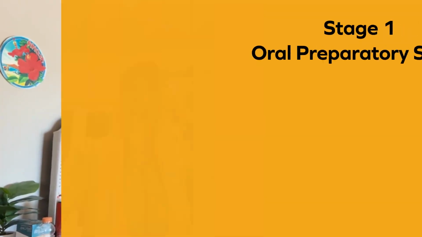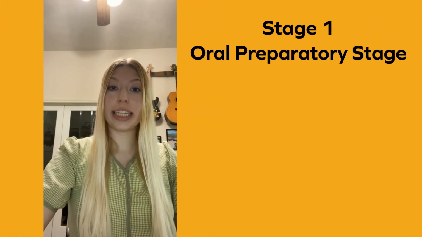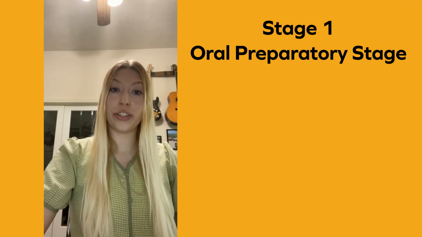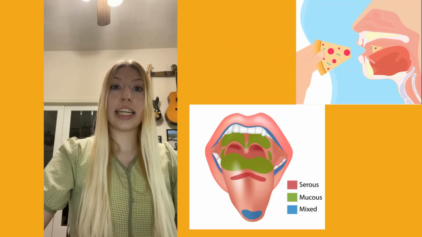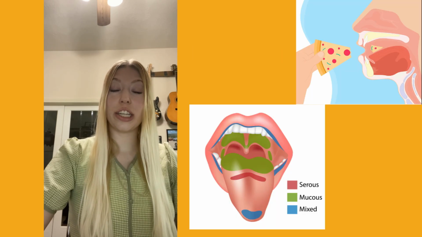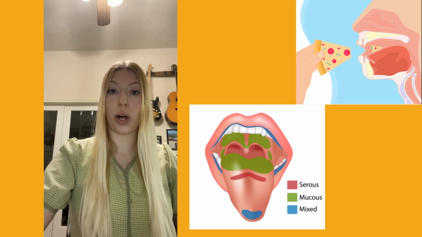Deglutition is highly coordinated and consists of multiple events firing together perfectly. There are two non-negotiable goals. First, get the food or liquid down into the esophagus and stomach. Secondly, protect the airway. During the oral preparatory stage, actions here are volitional, meaning they are under conscious control. This is the stage where mastication occurs, chewing the bolus to prepare it for swallowing.